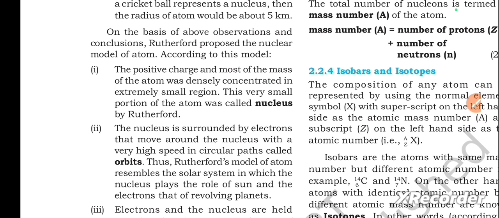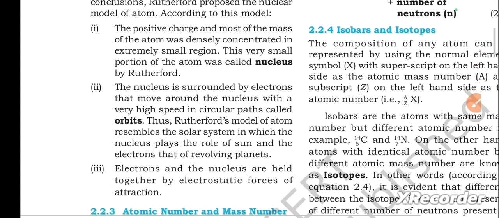On the basis of above observations and conclusions, Rutherford proposed the nuclear model of atom. According to the model, first point, the positive charge and most of the mass of the atom was densely concentrated in an extremely small region. This very small portion of the atom was called nucleus by Rutherford.